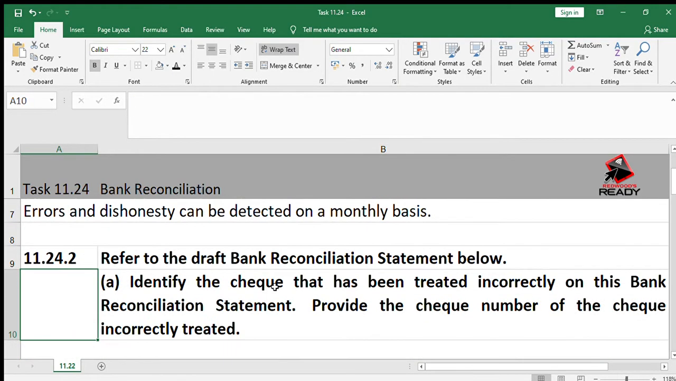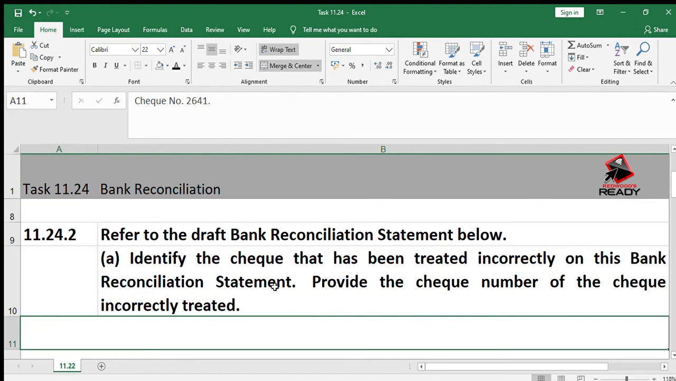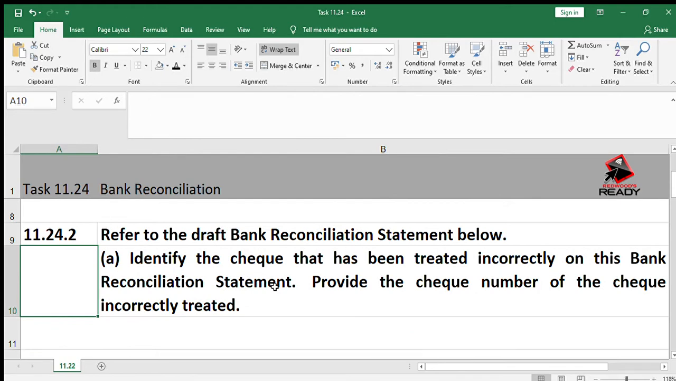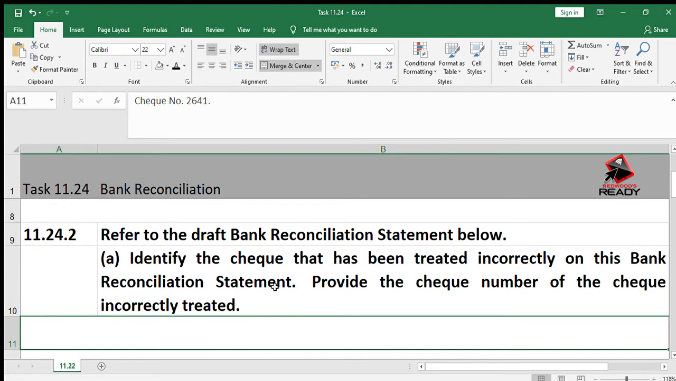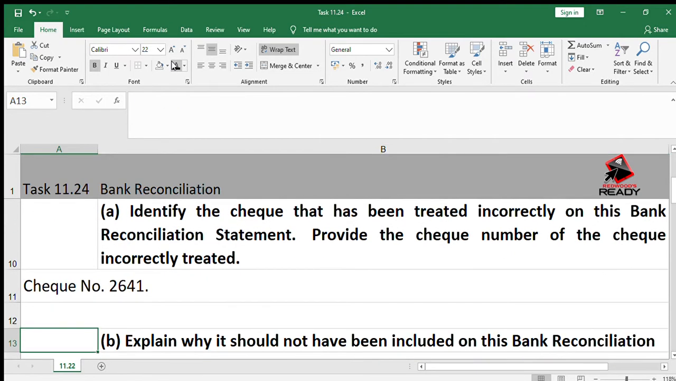In 11.24.2, refer to the draft bank reconciliation statement that's given to you at the bottom of the page. Identify the check that has been treated incorrectly on this bank reconciliation statement. Provide the check number of the check incorrectly treated. Okay, so if you look at that bank reconciliation statement, check number 2641, which is dated 2nd of March. Okay, now that check is stale. Okay, so that's the check which has been treated incorrectly.